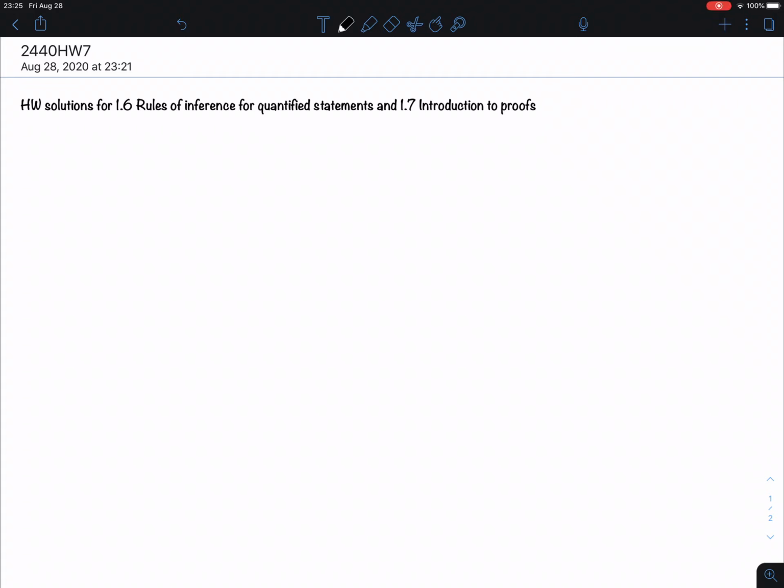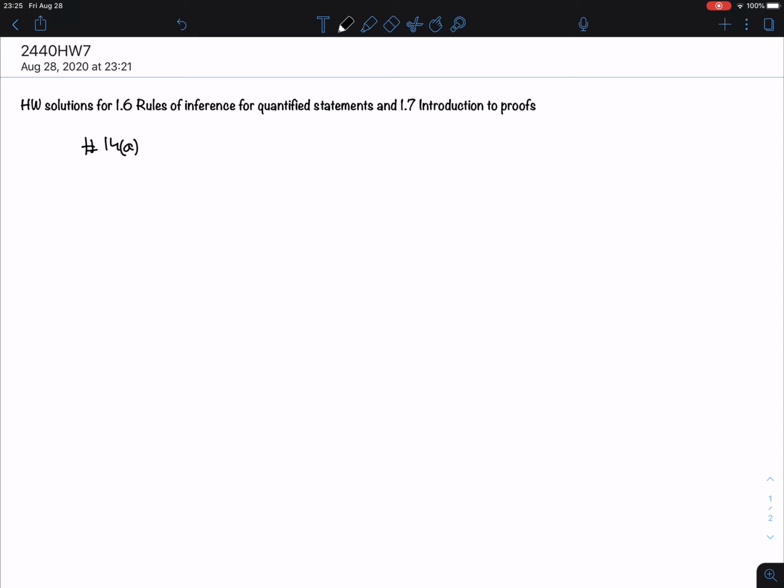Hi, now we have homework on 1.6, the second part on quantified statements. I told you to do number 14a and d. So let's look at these statements. It's always the same thing: we have English statements.